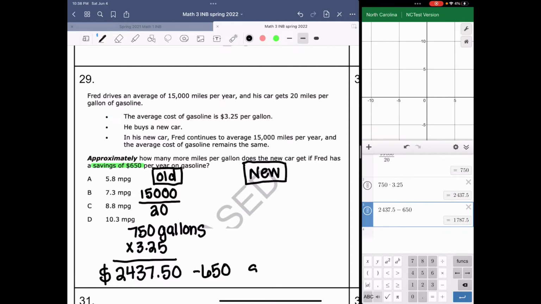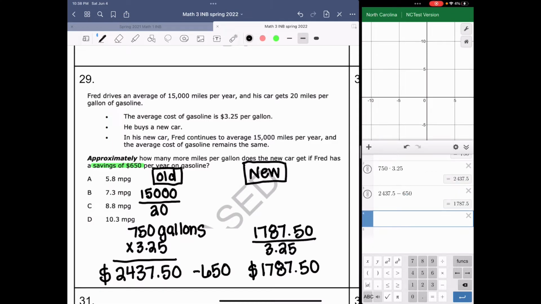And he's spending with the new car $1,787.50. And now we're going to work backwards. So we're going to divide the $17,807.50. We're going to divide that by 325. And if we divide that, that's going to give me how many gallons he's using in his new car.